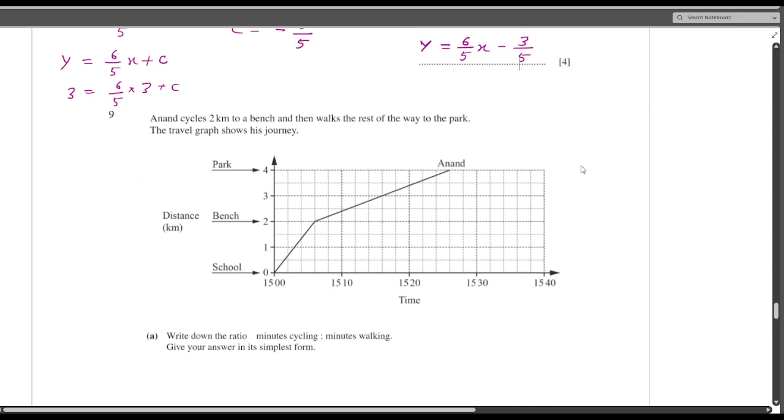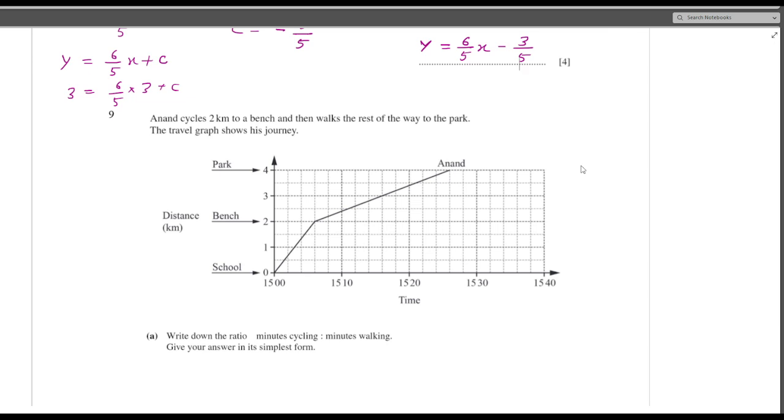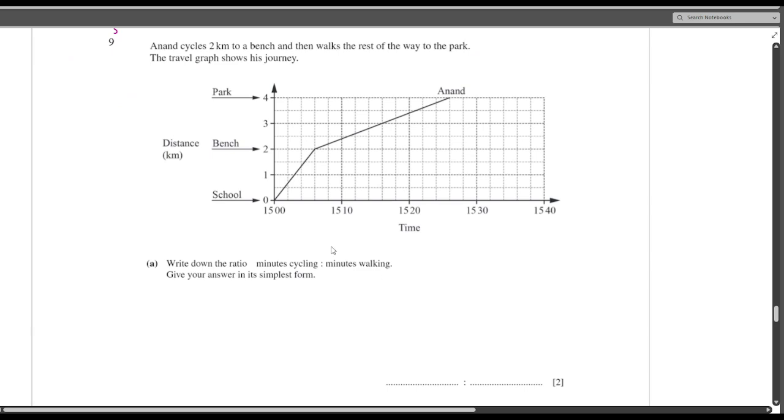Anand cycles 2 km to a beach and then walks the rest of the way to the park. The travel graph shows his journey. Now this is the travel graph. It shows his journey. Write down the ratio of minutes cycling to minutes walking.